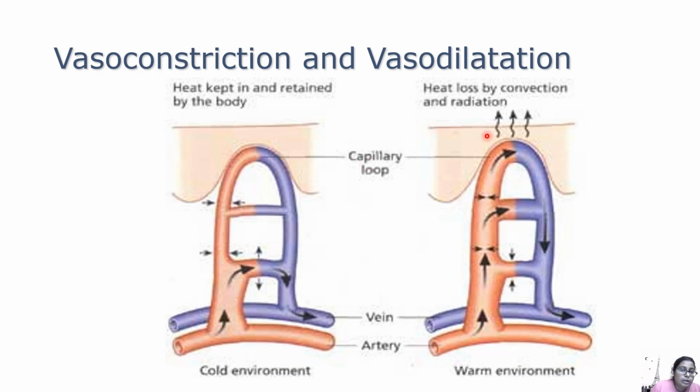In a hot environment, arteriolar vasodilation occurs. The smooth muscle walls of the arterioles relax following increased blood flow through the artery, and this redirects blood into the superficial capillaries in the skin, causing increased heat loss by convection and conduction.